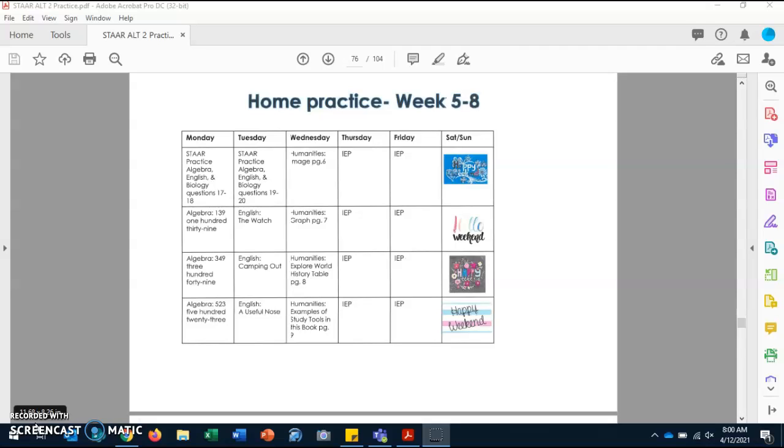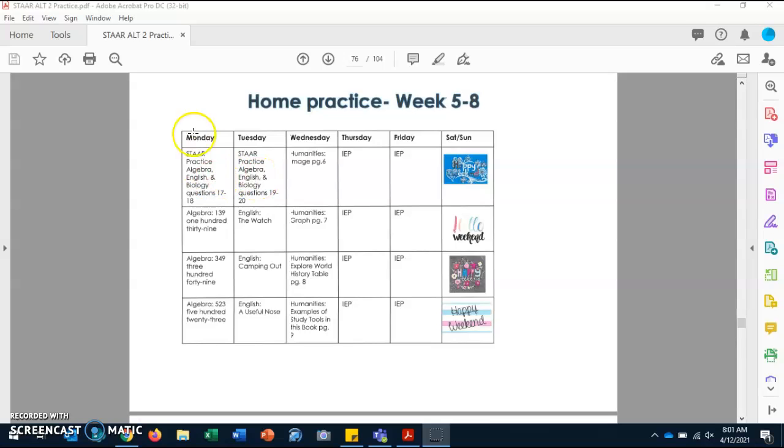Today we're going to do STAAR ALT Practice, so hopefully you are ready to begin working on STAAR ALT. So we are Monday today, so the calendar's a little off. However, we already did questions 17 and 18. So today we are going to do questions 19 and 20. Those are our last questions for STAAR ALT. Then we will start off with something new.